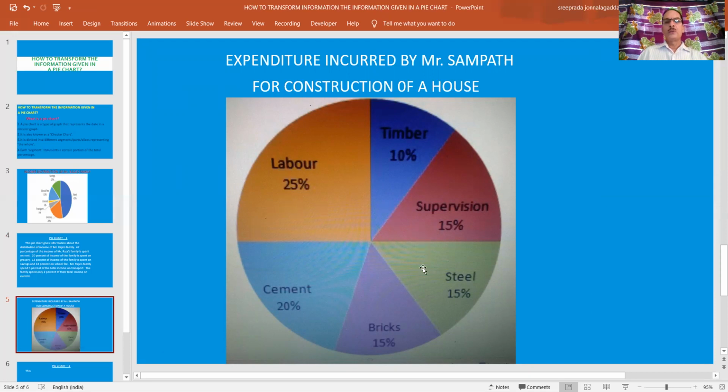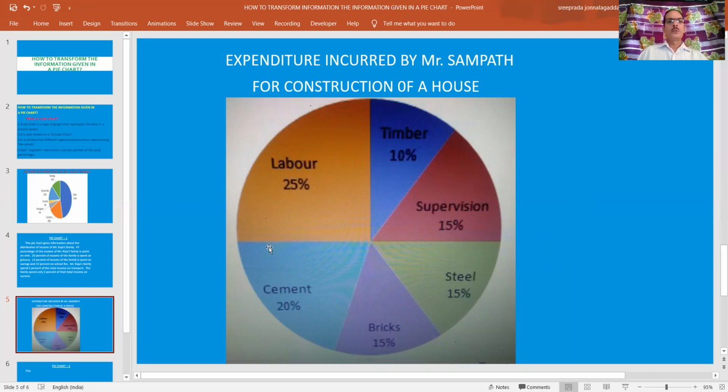How to do it? Look at the segments first of all. What are the items given in each segment? Timber. Yes. He spent how much on timber? As a part of constructing his house, 10% of the total amount. On supervision, 15%. On steel, 15%. On bricks, 15%. On cement, 20%. On labor, 25%. So this is the way Mr. Sampath spent some amount for the construction of his house.